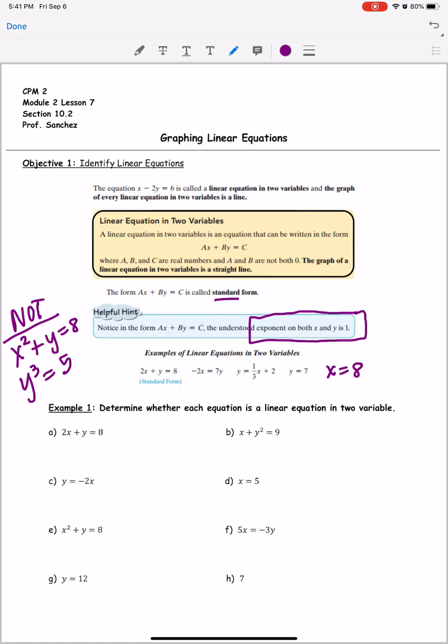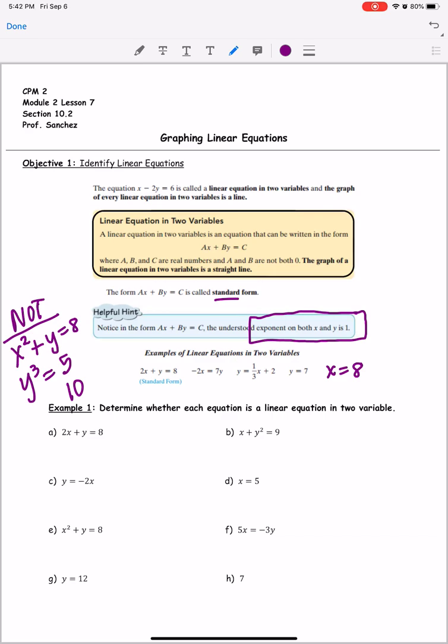So to example one, this is to determine whether each equation is a linear equation in two variables. So you're looking, does it have an exponent? If it has an exponent, then it's a no. Or even if it's something just like a number, that's definitely not an equation. It has no equal sign.